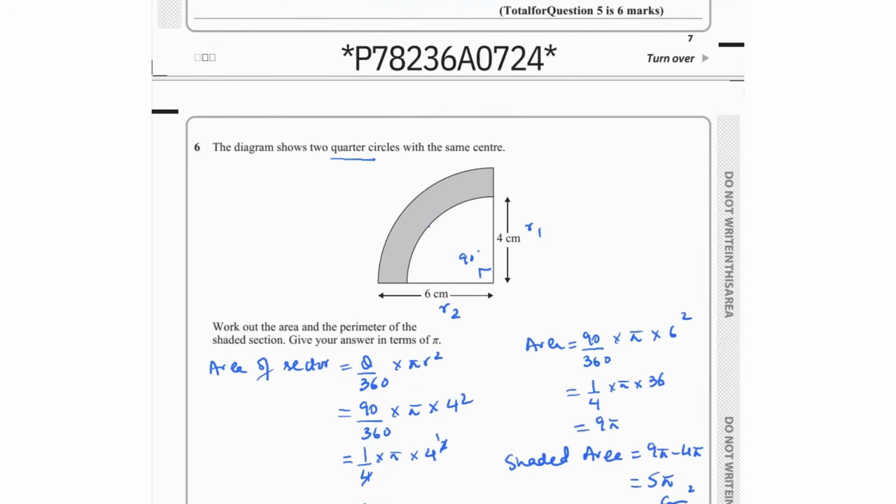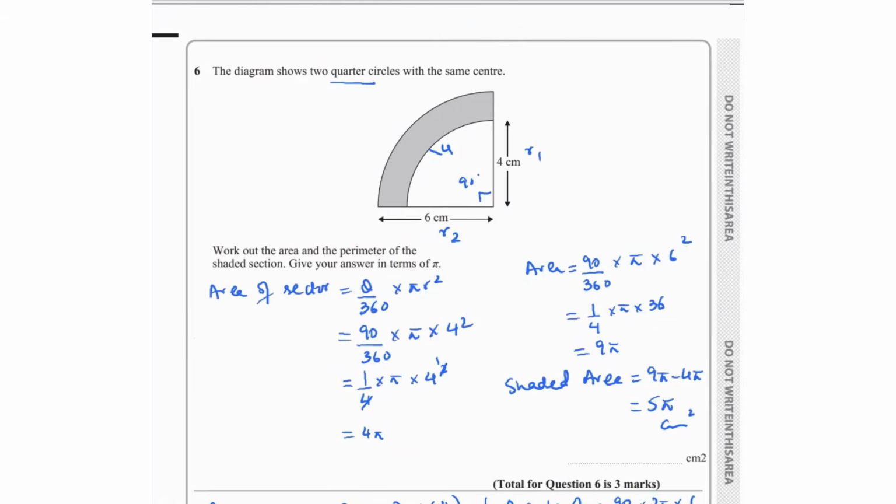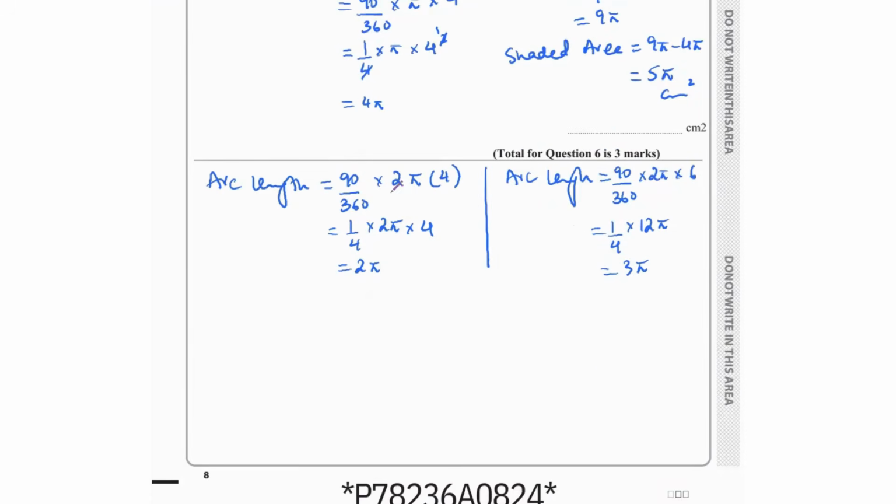So this is 2 pi, this is 3 pi. This distance is going to be the difference of 6 and 4, which is 2. So perimeter of the shaded section is going to be 3 pi plus 2 pi plus 2 plus 2. That's going to be 5 pi plus 4 centimeters. That is the perimeter of the shaded section.